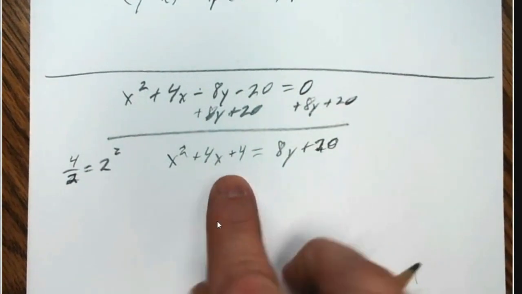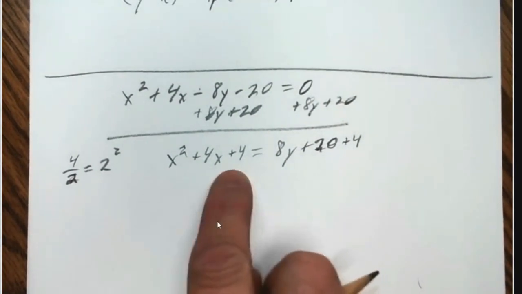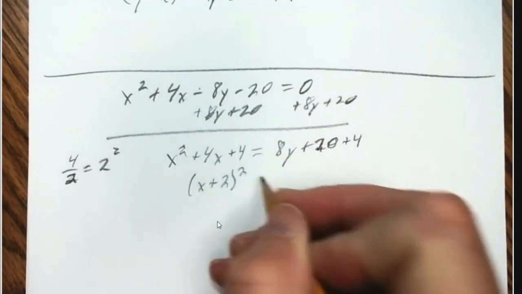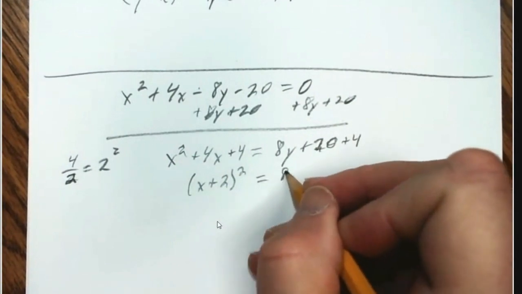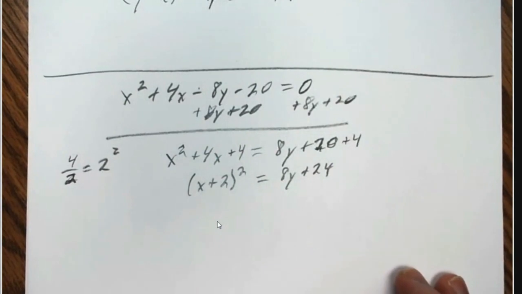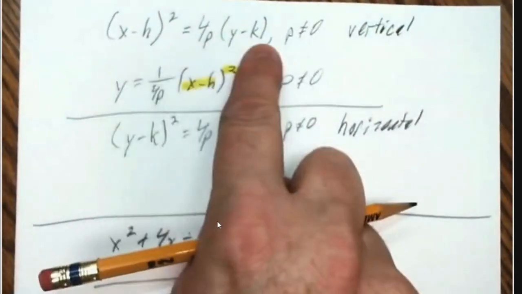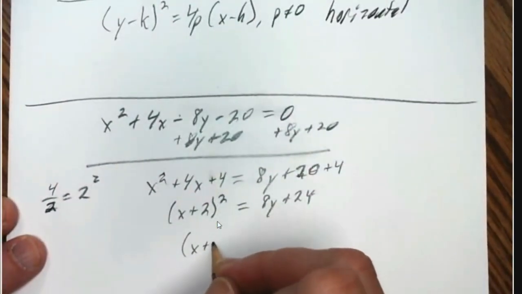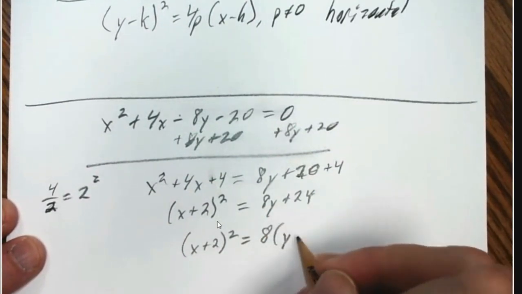But we can't do that to this side without doing it to this side, or we've changed our equation. So now we know this is a perfect square trinomial that is x plus 2 squared equals 8y plus 24. All right, and if we want it to look like this, we factor out what we can in front. X plus 2 squared equals 8 times y plus 3.